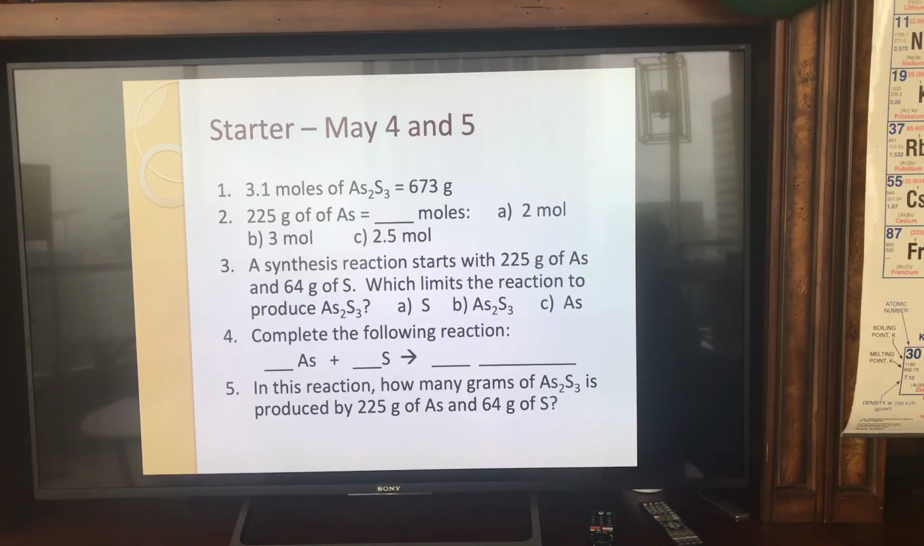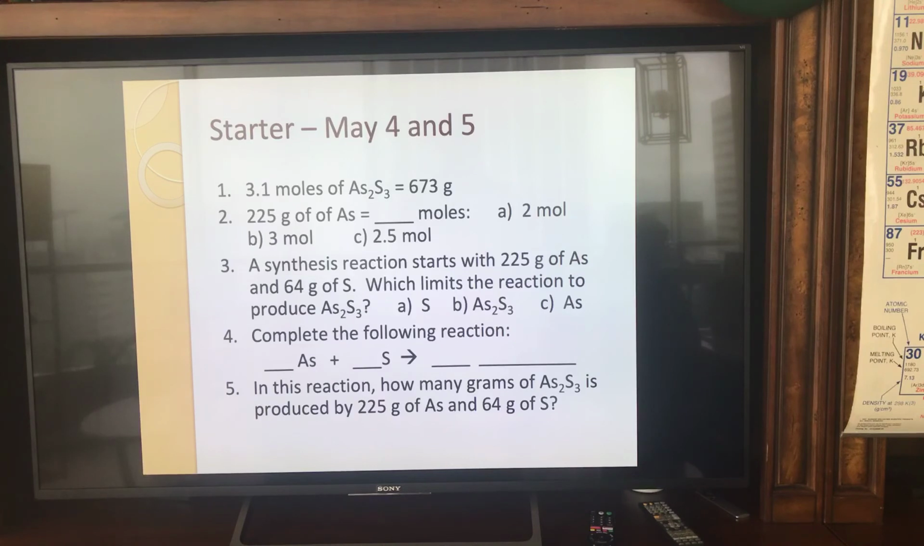All right, number 2. 225 grams of arsenic. As long as you looked up arsenic, I'm telling you how many grams you got. I want to know how many moles that is. 2, 3, or 2.5. Number 3, a synthesis reaction starts with 225 grams of arsenic and 64 grams of sulfur. We're going to put those together to make that arsenic sulfide, but I want to know which limits the reaction, the sulfur, the arsenic sulfide, or the arsenic.